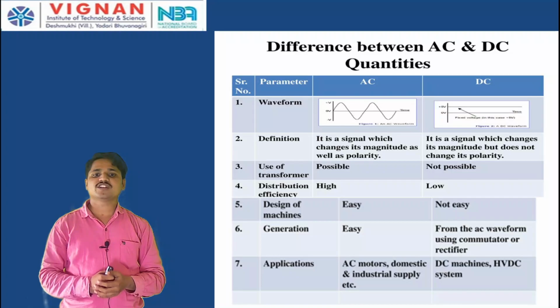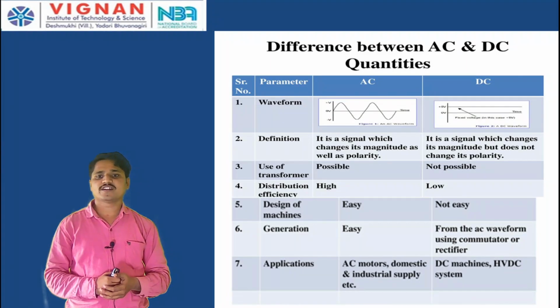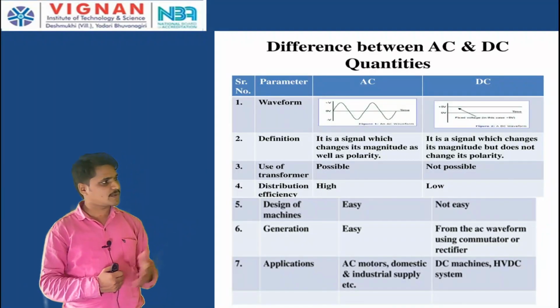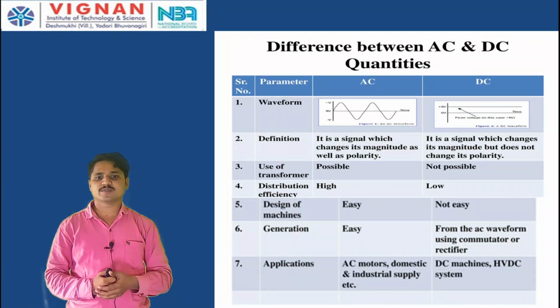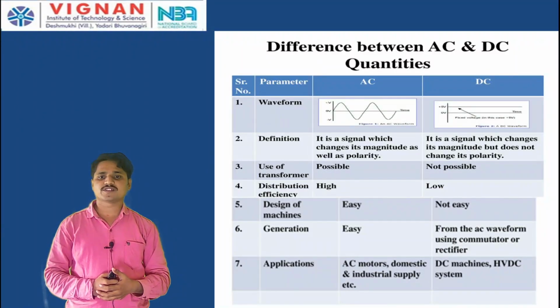Now, the distribution efficiency of the AC is very high, and for the DC it is very low. That is the reason we generally use the AC supply in our domestic applications. In your household, we use the AC supply system instead of the DC, because the efficiency is very high for the AC system, and for the DC system it is very low.